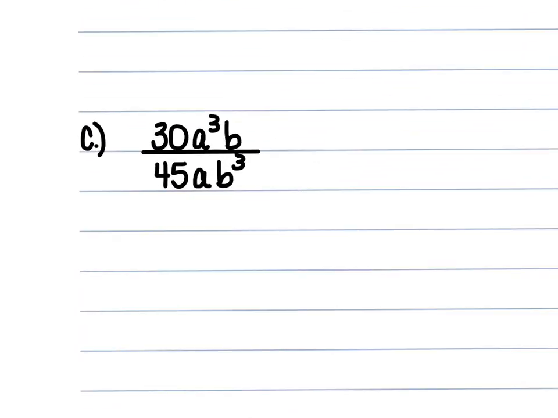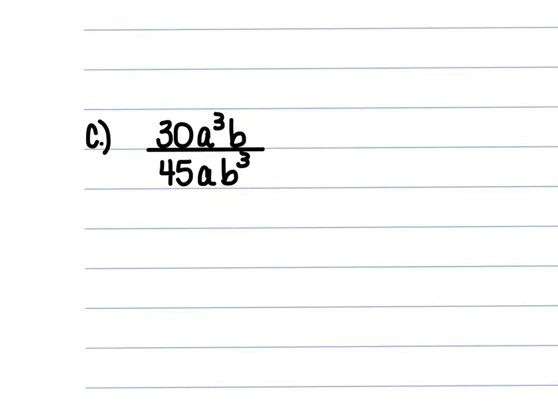If we look at example C, we have 30a cubed b all over 45ab cubed. So the 30 and the 45, the factor that goes into both of them evenly is 15. 15 goes into 30 twice. 15 goes into 45 3 times. So it's going to be 2 over 3.